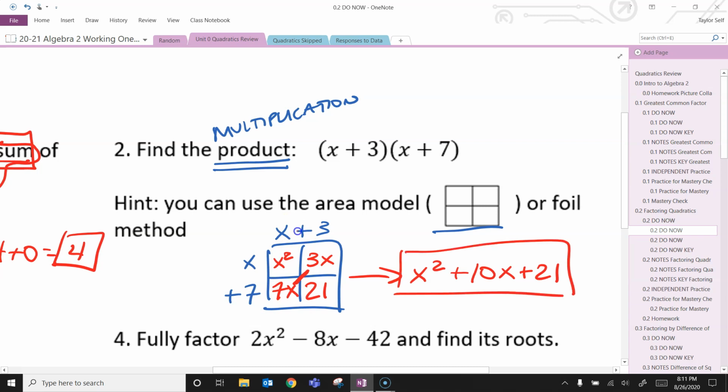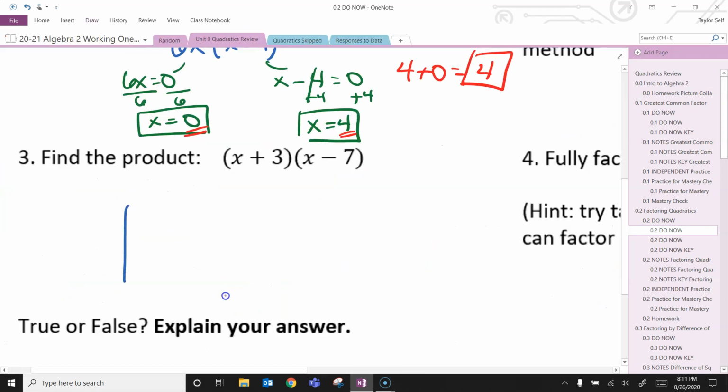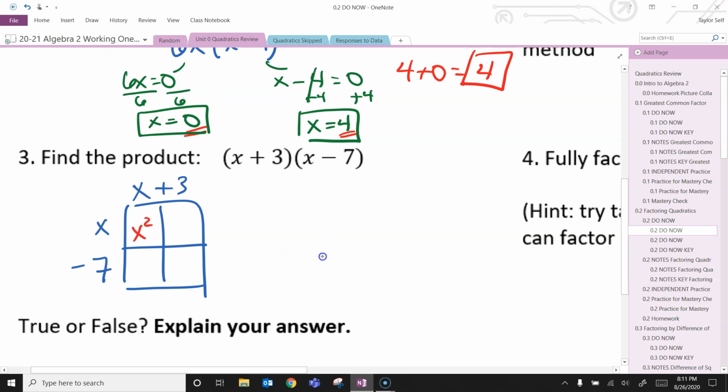There is the product. And then it asks us to do the same thing here. So we're going to draw a box. Again, put x plus 3, x minus 7, and find the product. x squared, x times x is x squared, x times 3 is 3x. Negative 7 times x is negative 7x. Negative 7 times positive 3 is negative 21. Make sure you got those negatives correct.